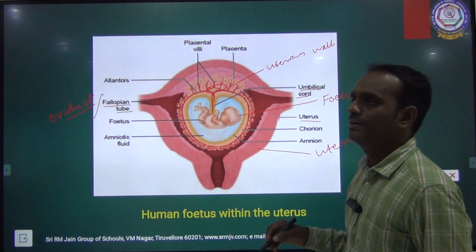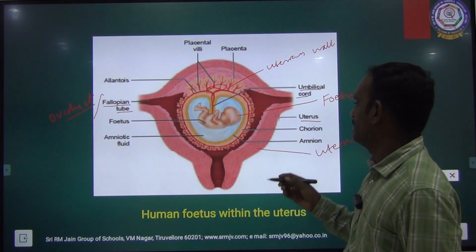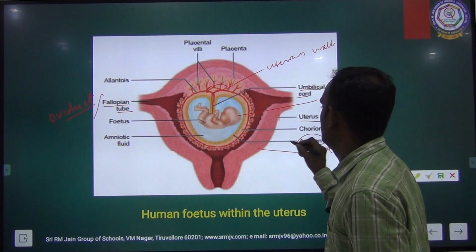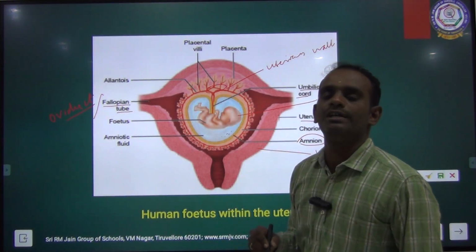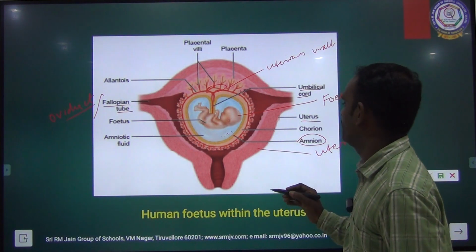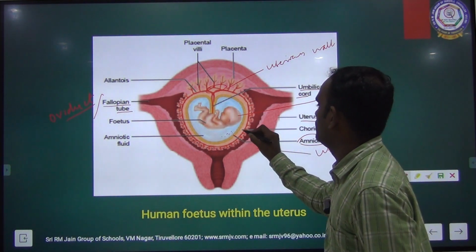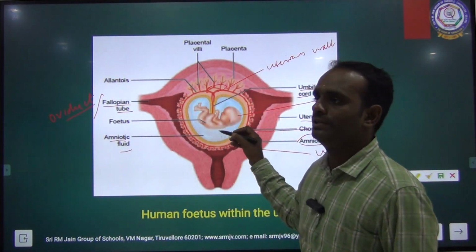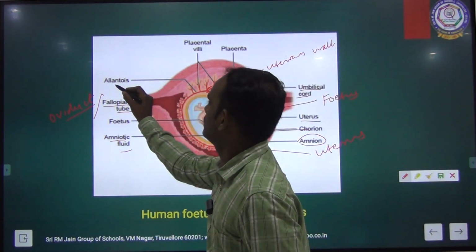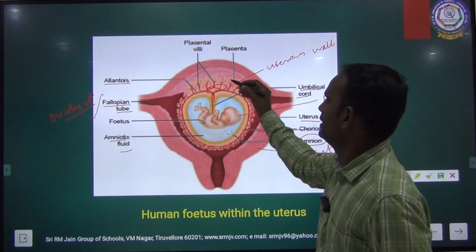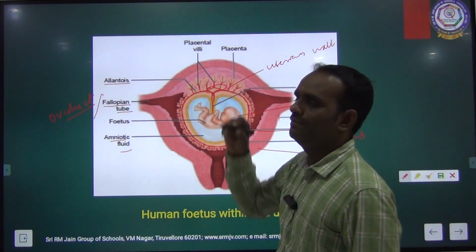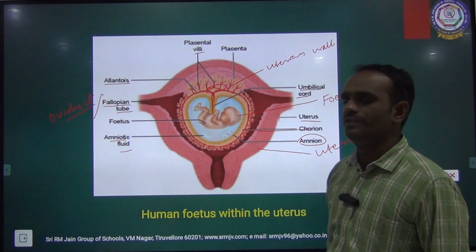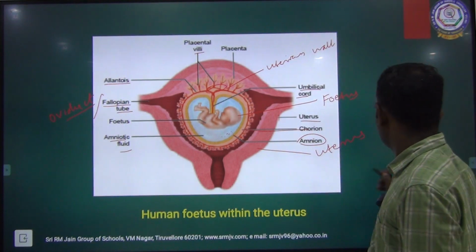See the extra embryonic membranes. The first one is the amnion, and the fluid present here is amniotic fluid. This is called the chorion. Here the fetus is slowly growing, and this part is called the allantois. And this structure is said to be the placental villi, also called chorionic villi. So this is the structure of the human fetus within the uterus.